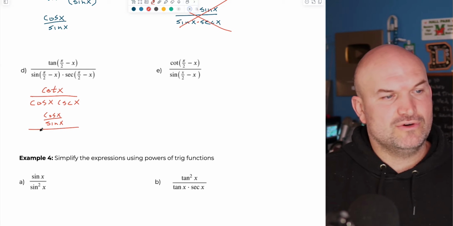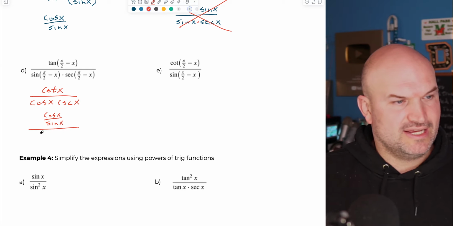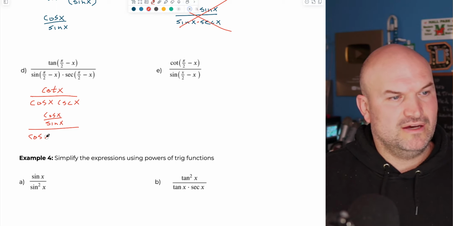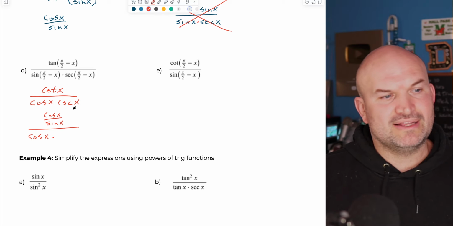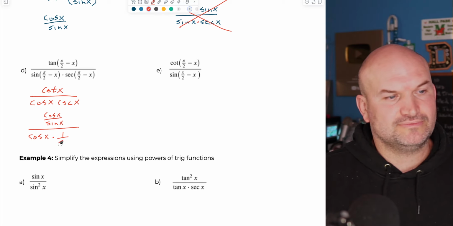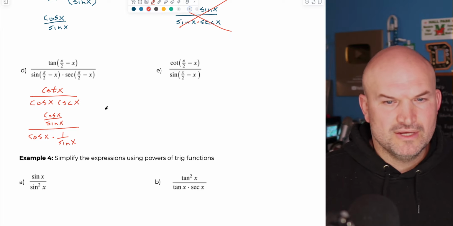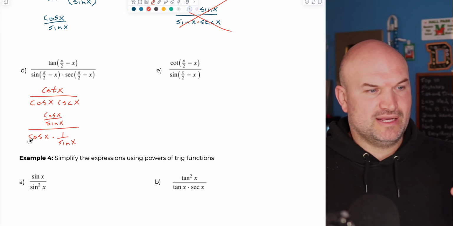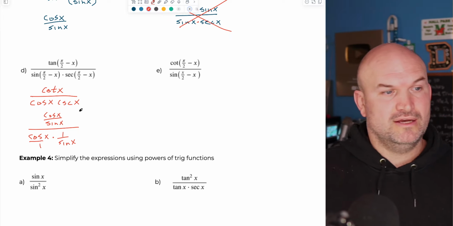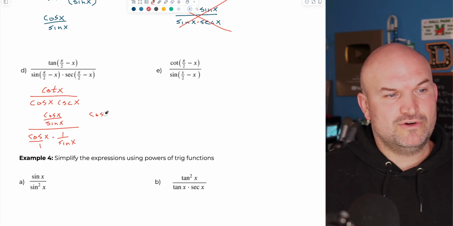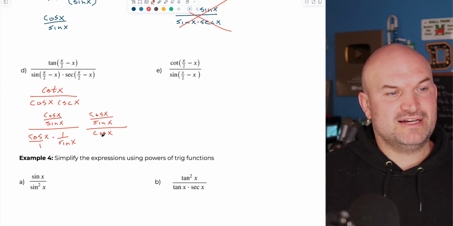I have a cosine of x. I'll just rewrite that as a cosine of x. And then cosecant, I'll rewrite that as a 1 over sine of x. So again, when you look at this, I know I can multiply these straight across. And what you see here is I'm going to have a cosine of x over a sine of x, and that's all divided by a cosine of x all over a sine of x.